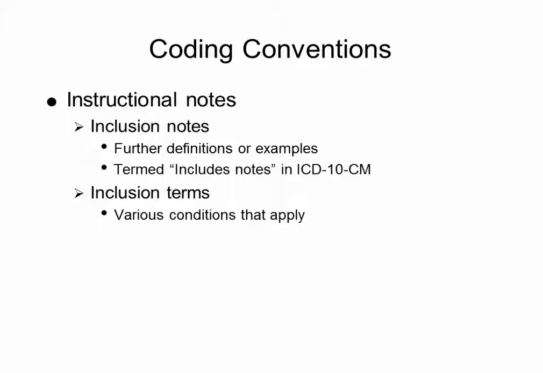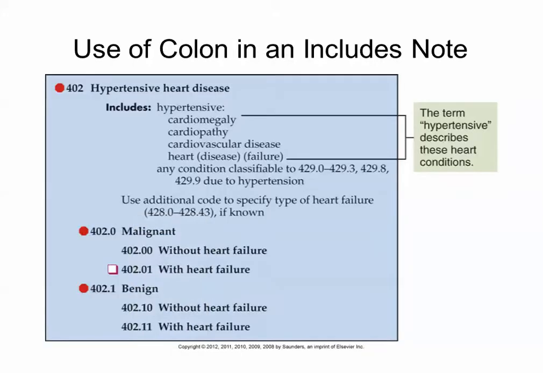Inclusion terms define conditions that code can be used for. So again, hypertensive heart disease includes hypertensive cardiomegaly, cardiopathy. All of these, this is our includes note. It's telling us that this hypertensive heart disease covers these disease processes.